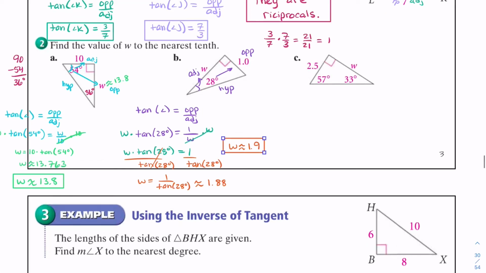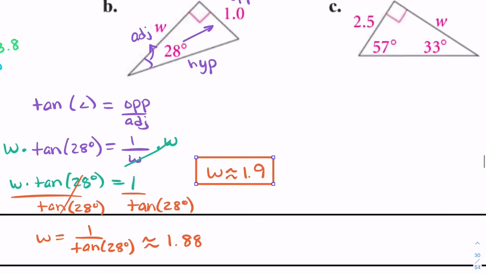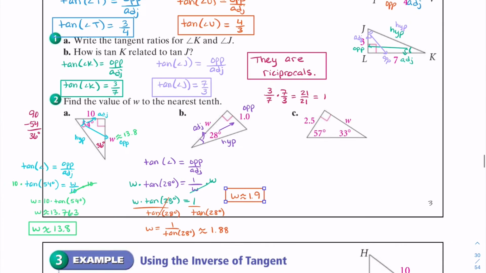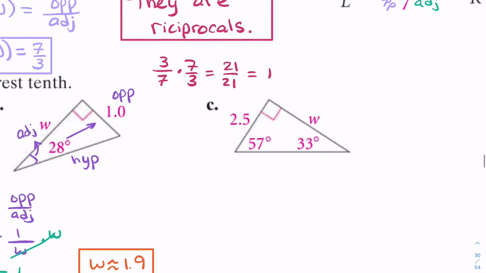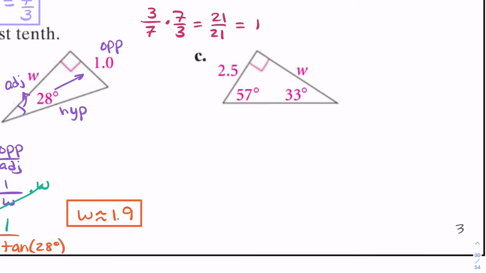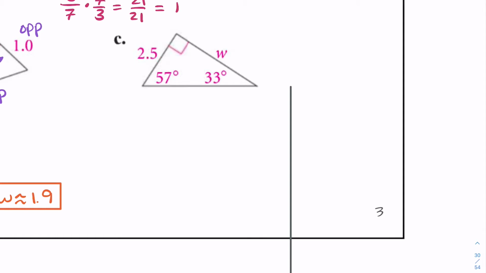What I like to do sometimes, and what I'm going to show you in the next one, is solve it using the easiest method. You can use either 33 or 57, and I'm going to model both of them. I'm going to show you that both of them will work. It doesn't matter which angle you pick, as long as you don't pick the 90 degree, which you can't do.